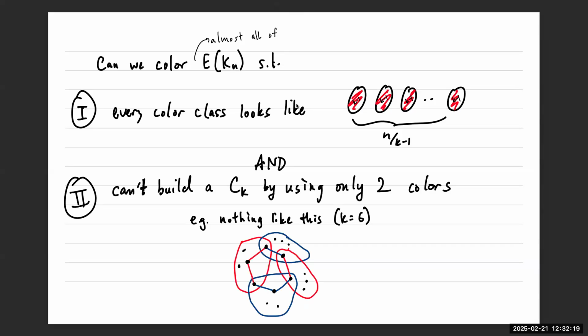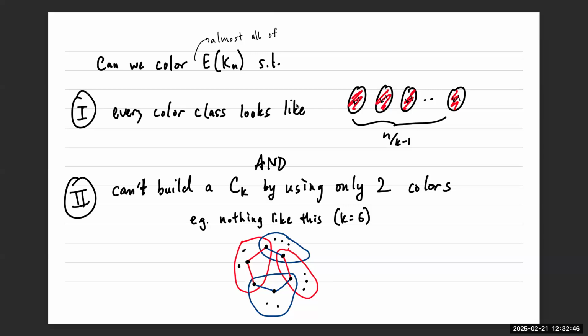Because what am I trying to do? I'm trying to provide a coloring of the edges of K_n. So I want to color them so that the red color class looks like one of those, the blue color class looks like one of those. So they're all kind of thrown down and they cover all the edges. But I also need to know that they don't line up in a way that I could make a two-colored C_k, right? That's the thing I'm trying to avoid. I'm trying to avoid two-colored C_k's.